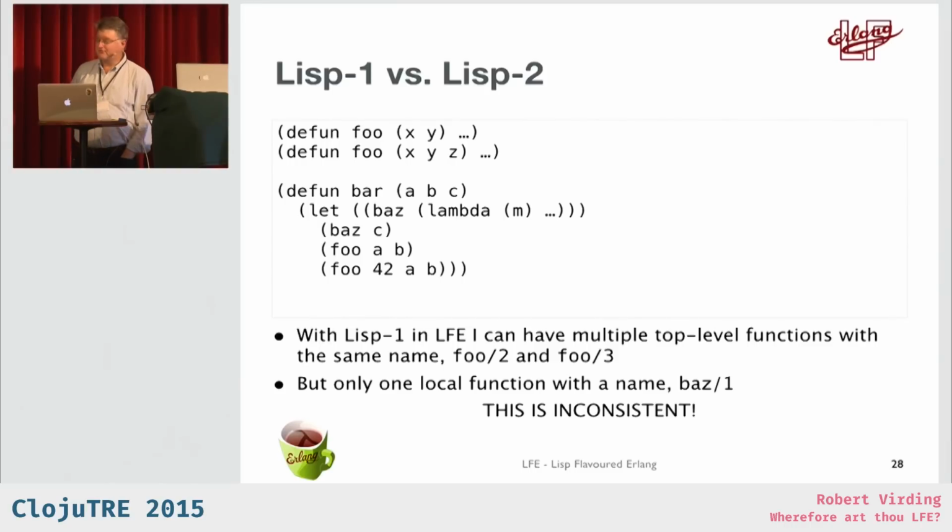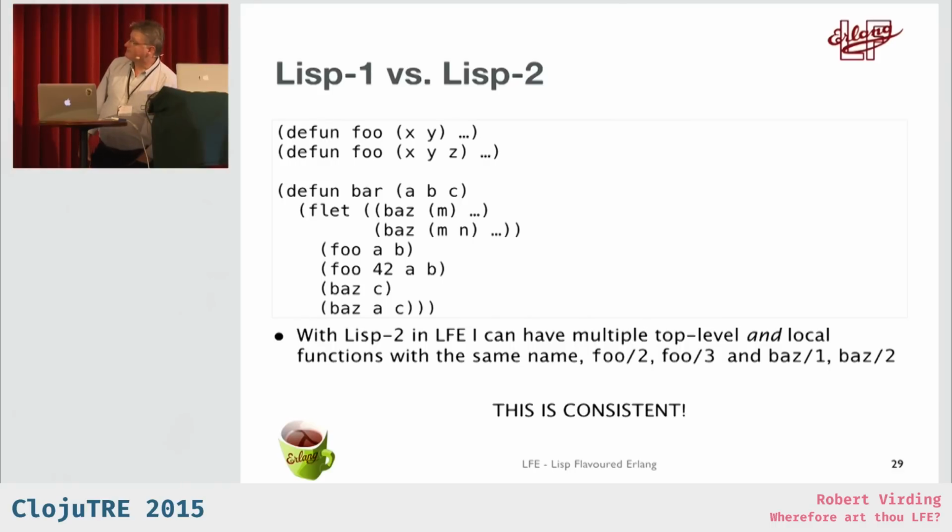But I think this is a bit unfair and a bit inconsistent. So why can I have 2 foos at the global level but only 1 local baz, right? So I tried to redefine baz as another lambda. I could only have 1 of them at one time. I felt that was very inconsistent. I started off like this. So we went this way instead. So I can have multiple bazes, local function bazes. I can have a baz here of 1 argument and a baz here of 2 arguments. They're both in scope here. And I can call the same way I can call foo of 2 arguments or foo of 3 arguments. So I can call baz of 1 argument and baz of 2 arguments.